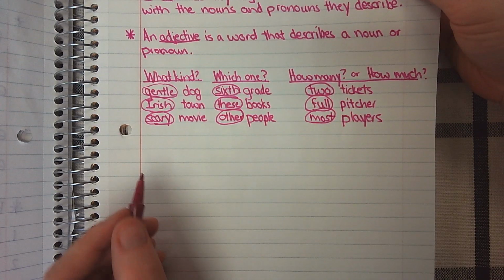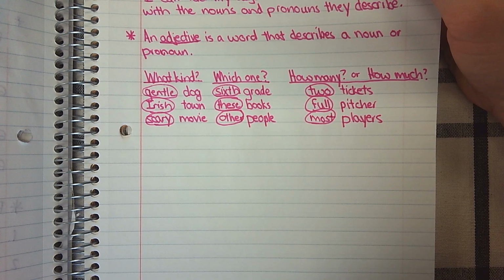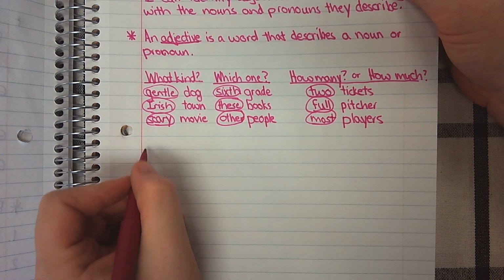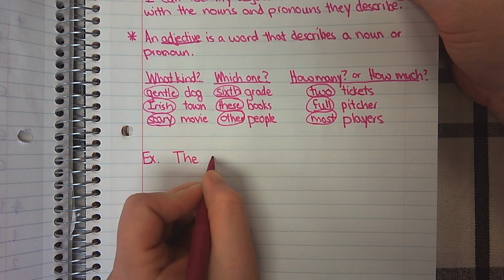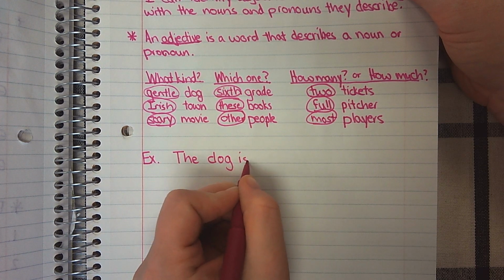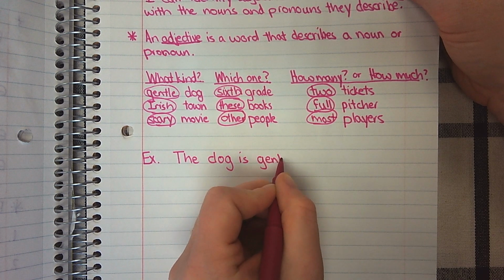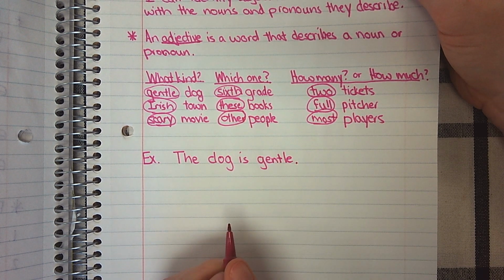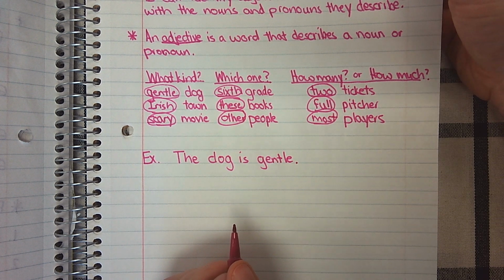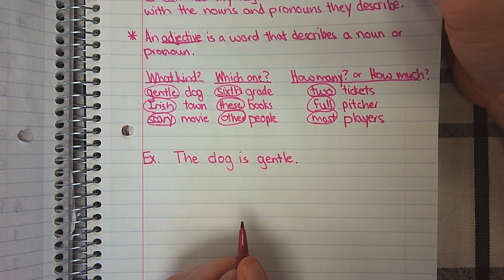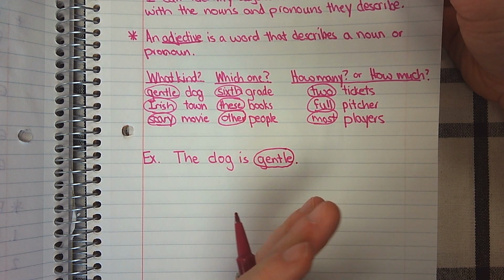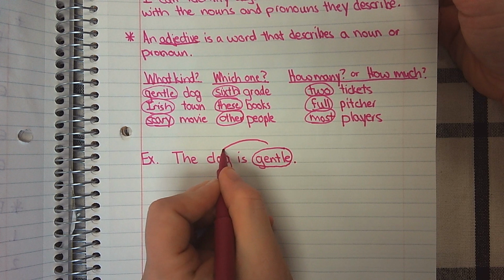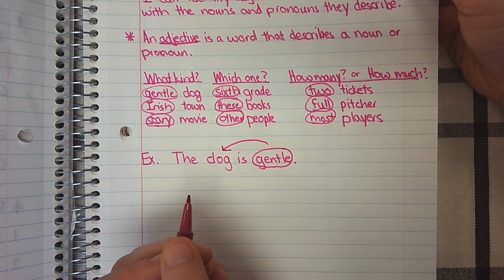Let's do a couple of examples of sentences, and let's see if we can identify the adjective along with the noun or pronoun it's describing. So here's an example. The dog is gentle. Okay. Adjectives are describing words, so the describing word in this sentence is gentle. We're going to circle that word, gentle. Okay, what noun is gentle describing? It's describing the dog. It's saying the dog is gentle.